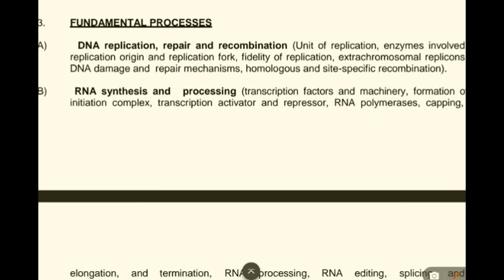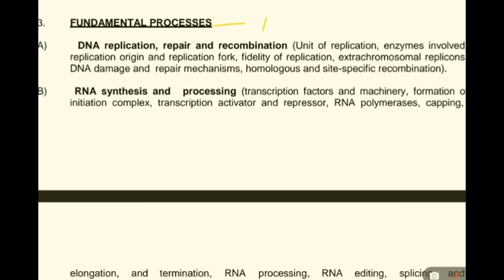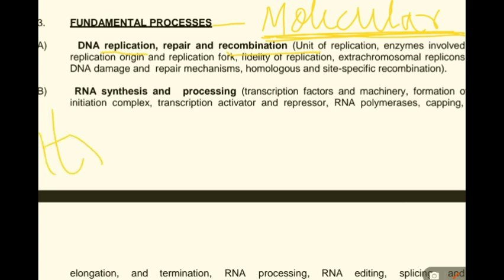Next chapter is about fundamental processes, which speaks about molecular biology. Last chapter we learned about cell genetic organization, about the operon concept, about transposons. In this one we will be learning an extended version. We will be going in depth inside genes: how replication occurs, how recombination occurs, how transcription occurs, how translation occurs. We will be learning about the central dogma theory.